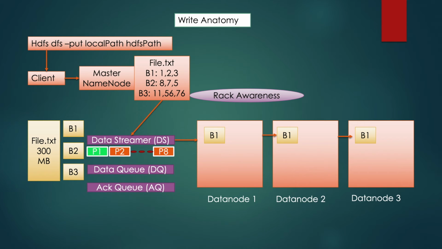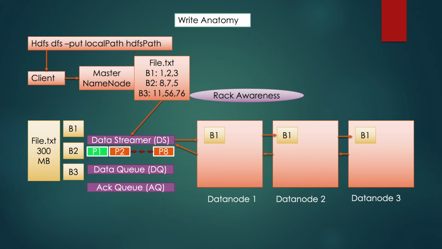Once the packet is copied into all the three nodes, data node 3 will send an acknowledgement to data node 2 telling that the packet P1 has been written successfully, and data node 2 will send the same acknowledgement to data node 1, and data node 1 will send this to the data streamer. This data streamer will tell the acknowledgement queue that we received acknowledgement for packet 1. It means that packet 1 is successfully written.